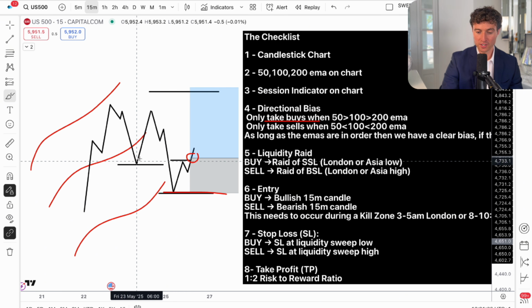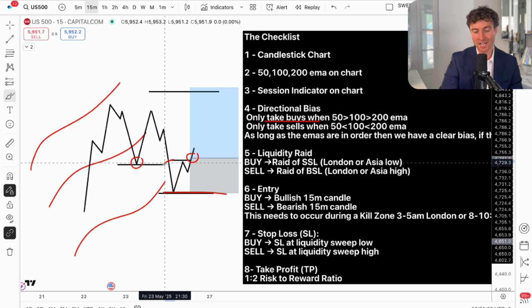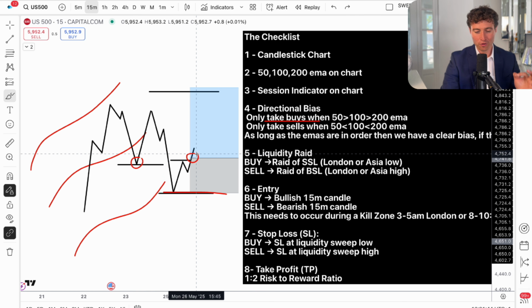Give it a little bit of room to breathe, and then we simply target a mechanical 1 to 2 risk to reward. So this right here would be your London or Asia session low, and so we would need to see a raid of that liquidity before looking for a potential long position in the market. Note as well, this confirmation and entry needs to occur during either a London or New York kill zone.